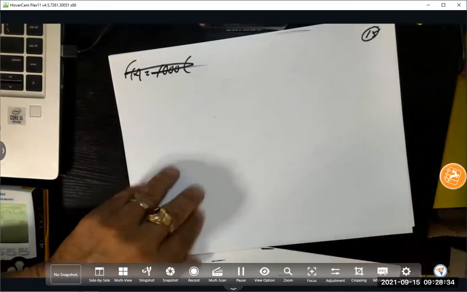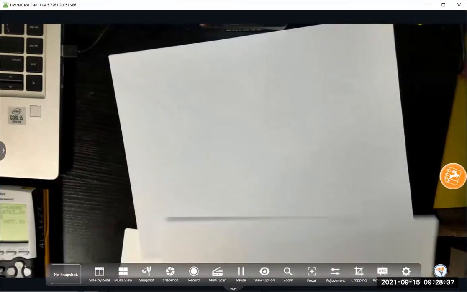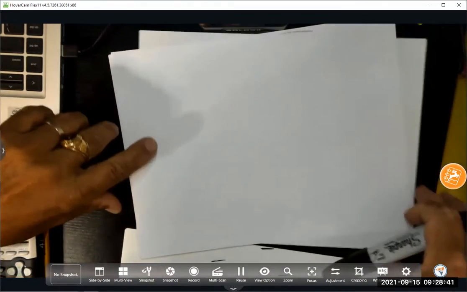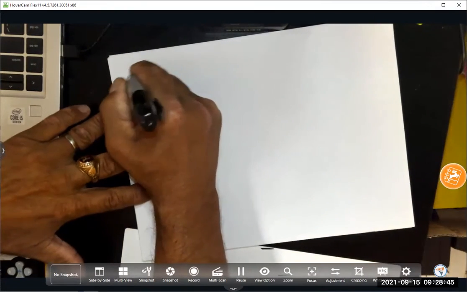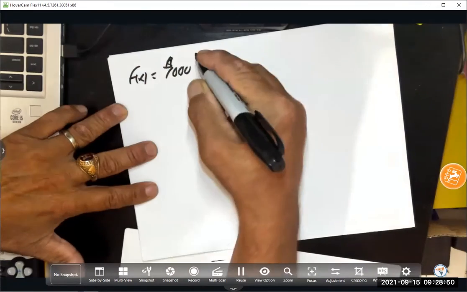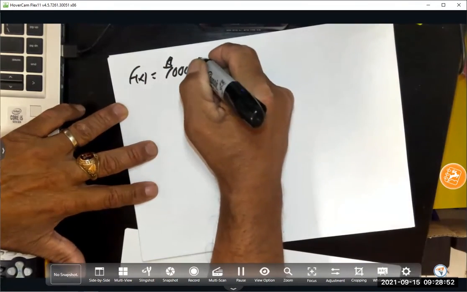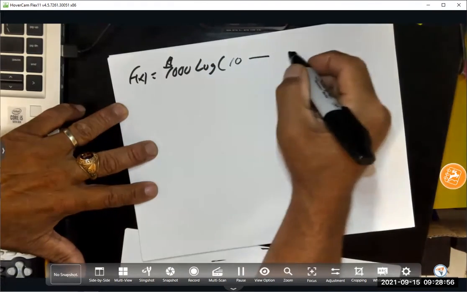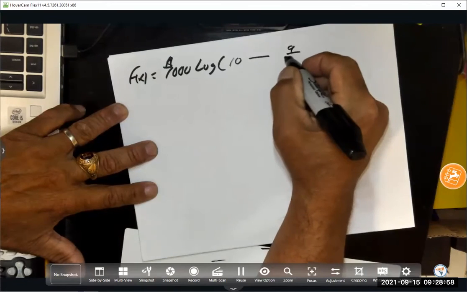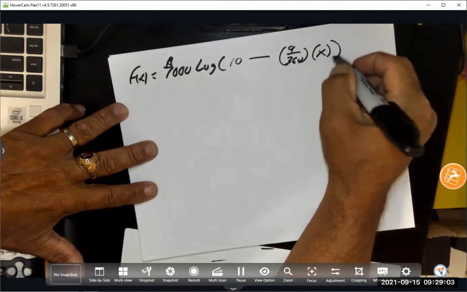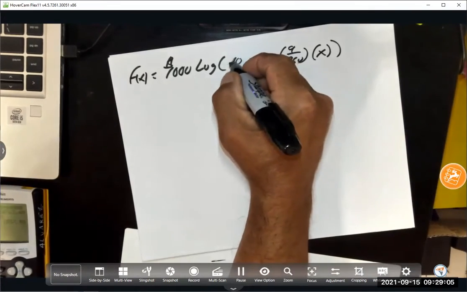Let me do it again. I don't like how I wrote it. I want these dots. There you go. That one. All right. So here it is. So f of x equals $1,000, like $1,000 credit card, times log of 10 minus 9 over 360 times some number x. And I'll just show you how this works.